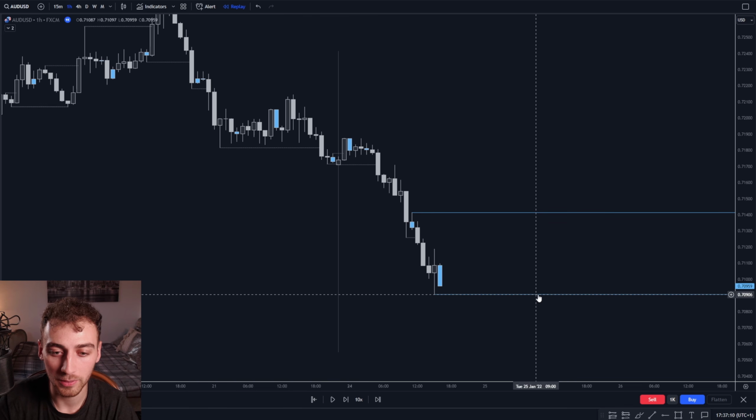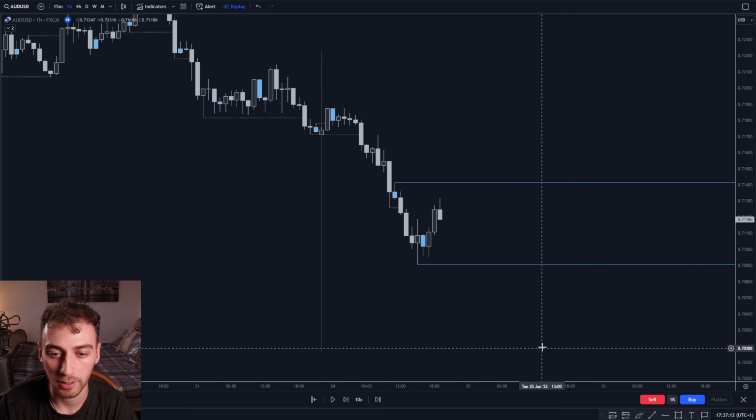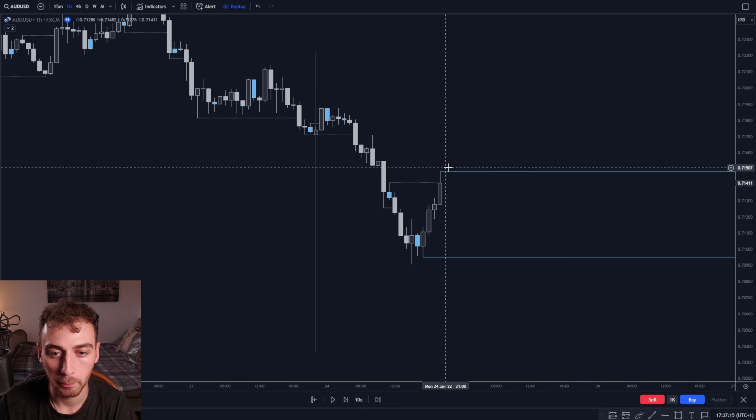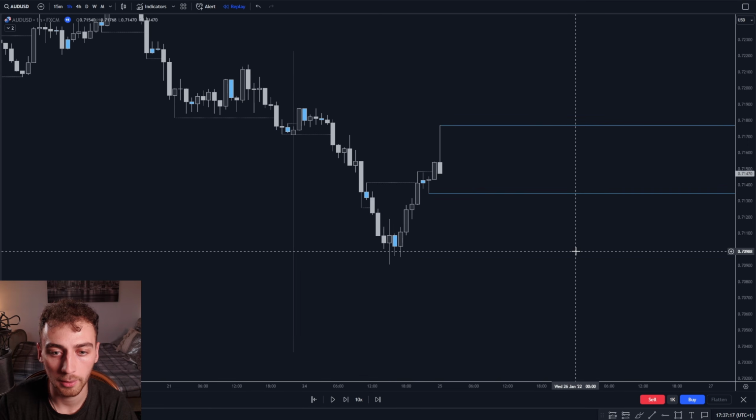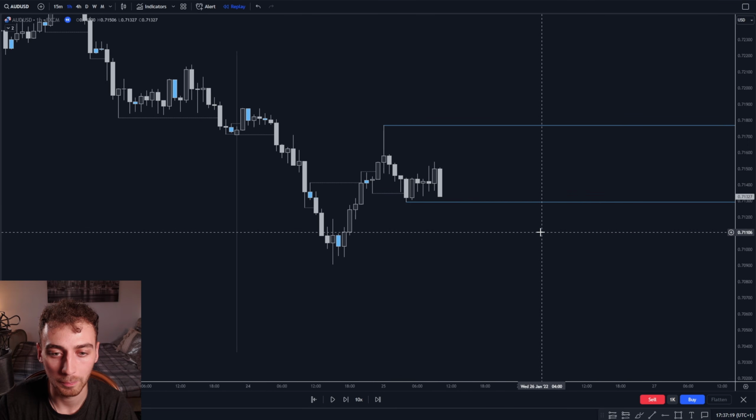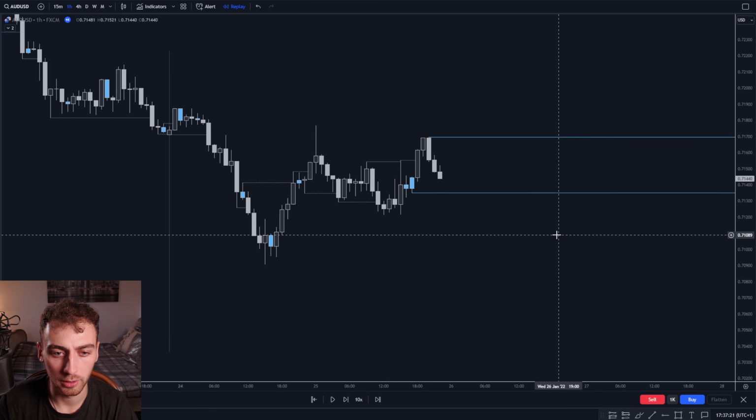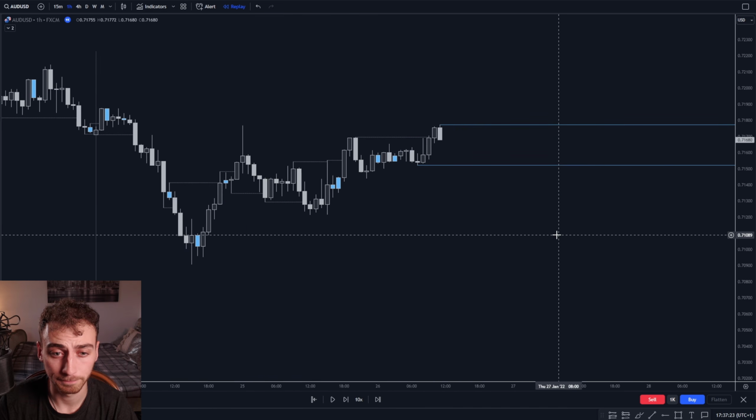Okay, price is still moving down. Big wick at the bottom. Looks like it's slowing down. Shift in momentum. Breaking the high. Is it going to retrace? Yeah. Monday, Tuesday range, the classic. Let's see if it can continue on the Wednesday or Thursday.